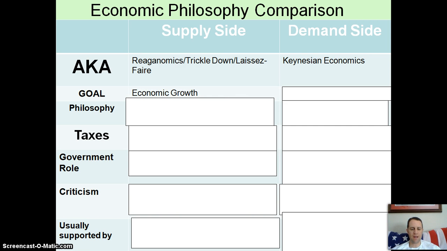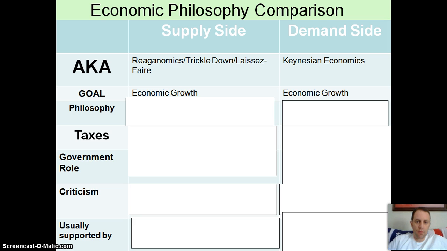Now, the goal of supply side economics is economic growth, to have the economy continue to grow by providing more supply in the economy, which will lower prices, make people buy more stuff, more and more supply, the economy grows as a result. The goal for demand side economics is also economic growth. So they're both trying to accomplish the same thing. They both preach the gospel of economic growth in terms of that being the underlying goal of an economy. They just have very different ways of going about it.